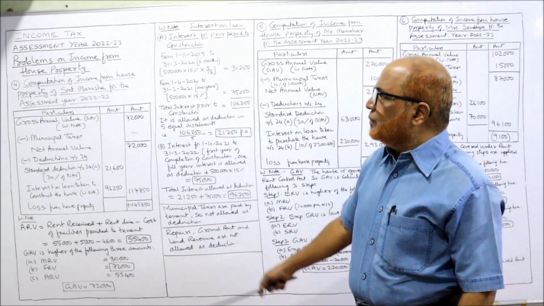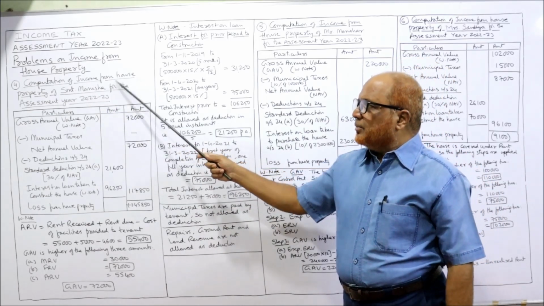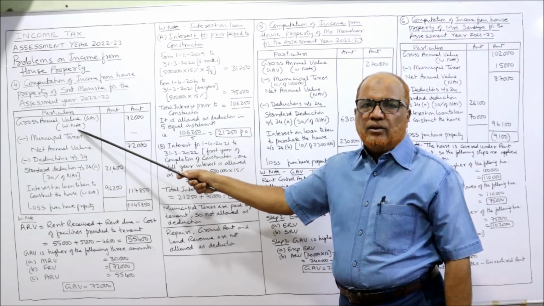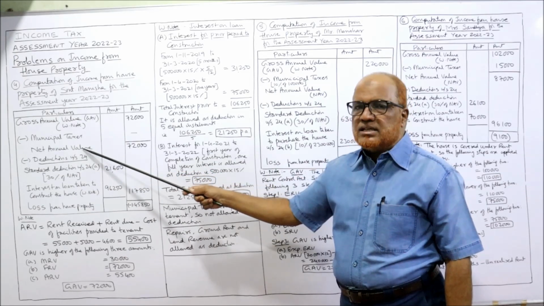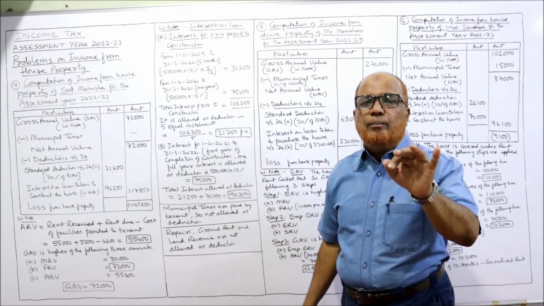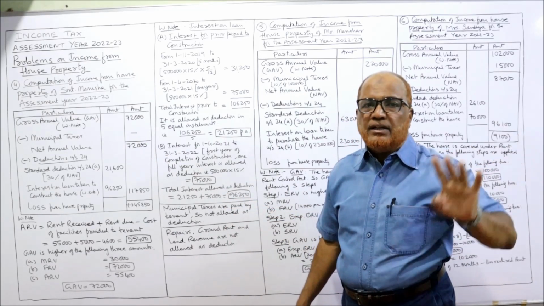Now, see the solution. Computation of income from house property of Srimati Manisha for the assessment year. First, gross annual value, which we find out in the working note. Less municipal taxes, net annual value. Remember, municipal taxes deduction is not allowed because it is paid by the tenant.